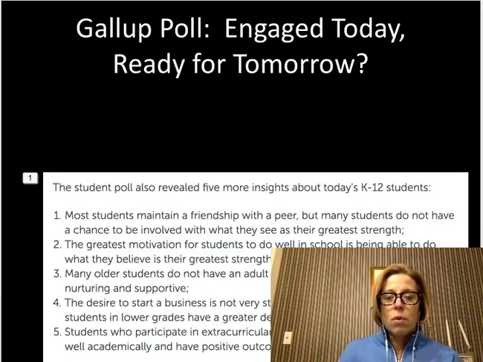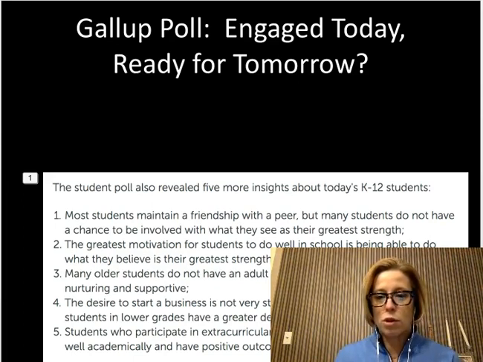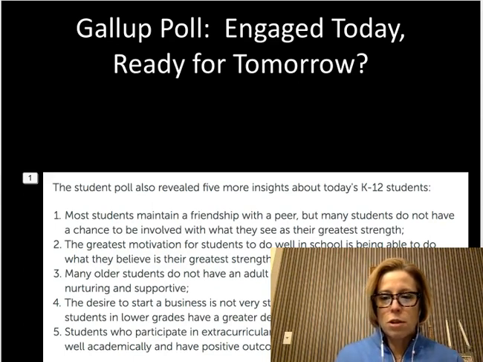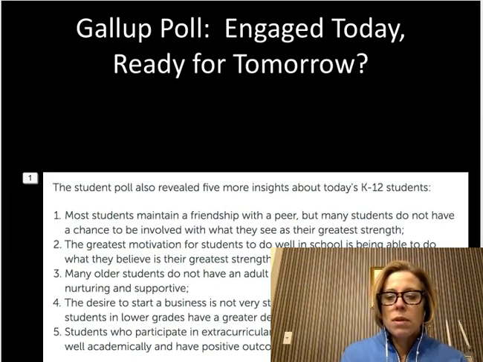So the student poll also found a number of more insights, and I just share this because I found it interesting, and I think you will too. It goes on to talk about how most students maintain friendships with a peer, but many students do not have a chance to be involved with what they see as their greatest strength. You think about the generation, some are coining it Generation A, that we're teaching right now. And what the research is telling us is the greatest motivation for students to do well in high school is being able to do what they believe is their greatest strength.